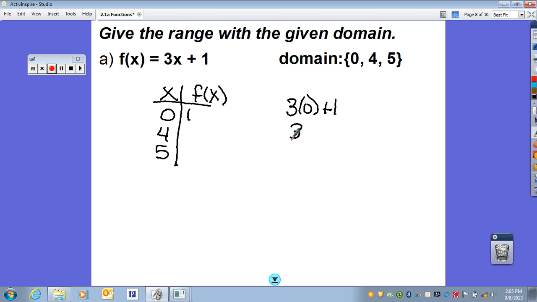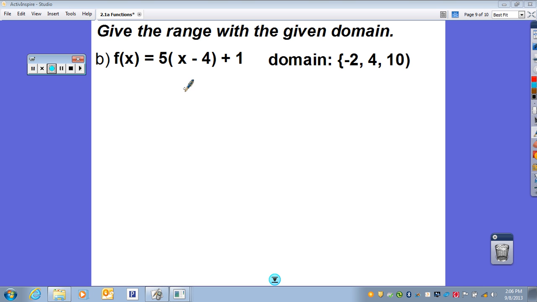Then I'm going to input my next element of my domain, and I will put in a 4. 3 times 4 is 12, plus 1 would give me 13. And then I'll do my 5. 3 times 5 is 15, plus 1 would be 16. That's how we calculate the range when we're given a specific domain. We input into the equation, do the mathematics, and the range is our output.